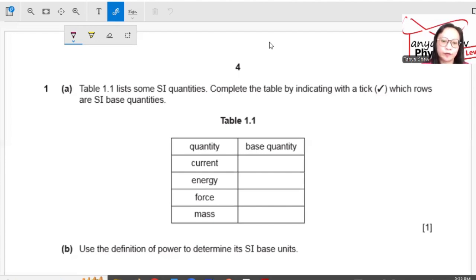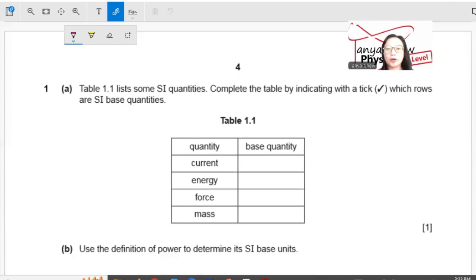Now, let us begin with the first question. A, Table 1.1 lists some SI or standard international quantities. Complete the table by indicating with a tick which rows are SI base quantities. So you need to understand what the base quantities are. You are asked to memorize 6 base quantities altogether in your AS syllabus. First, current is definitely one of the base quantities. Energy is not a base quantity, force is not a base quantity, but mass is a base quantity. So if you tick 2, you will gain that 1 mark.